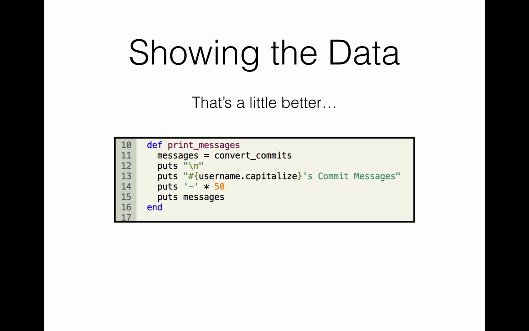So remember how we used downcase before? There's upcase and then there's also capitalize. Then "'s commit messages" so that we know whose commit messages we're messing with. Then we're going to put a dash times 50, so you can multiply on strings. We're going to have a little line, and we're going to put the messages.